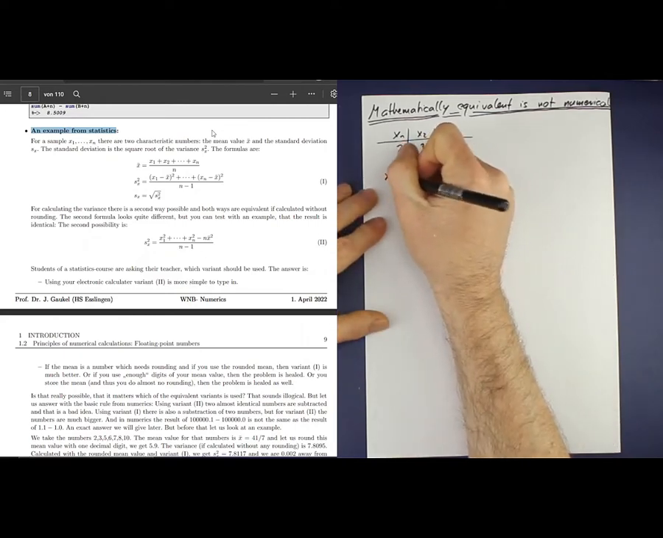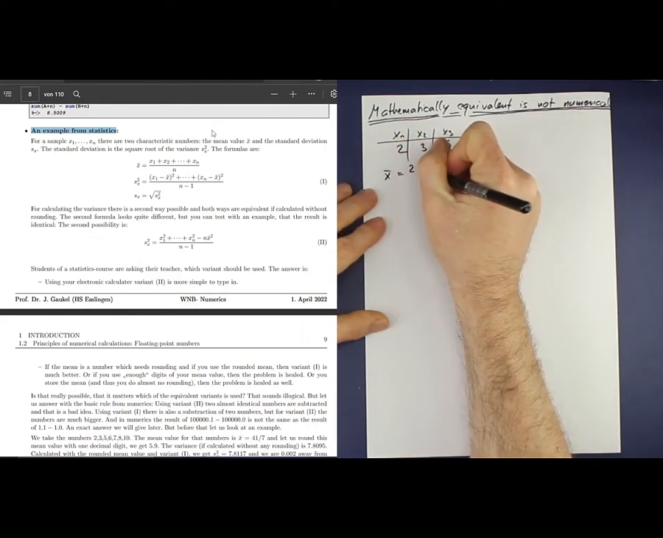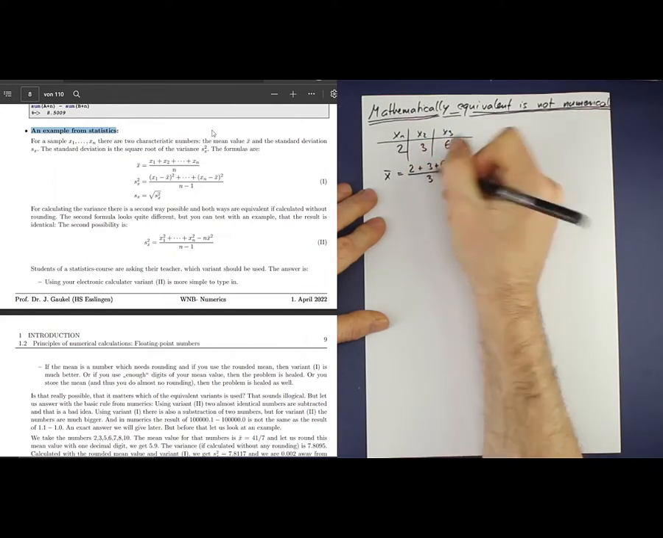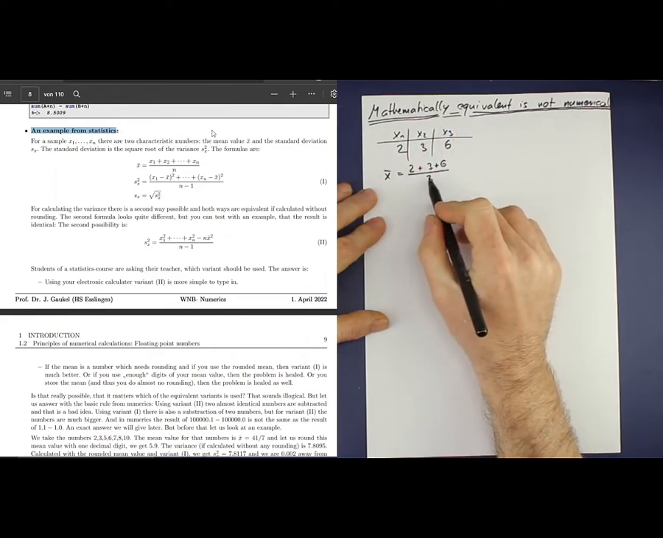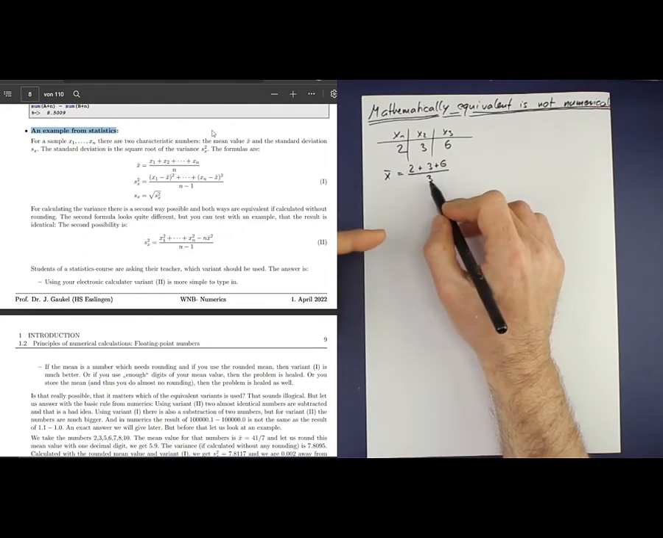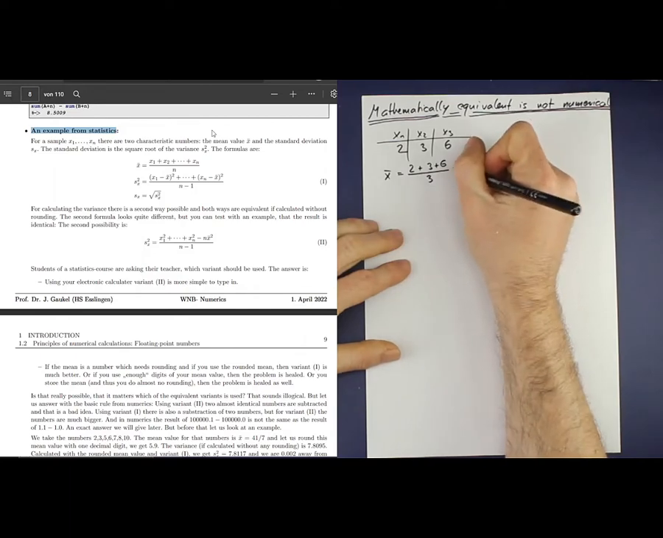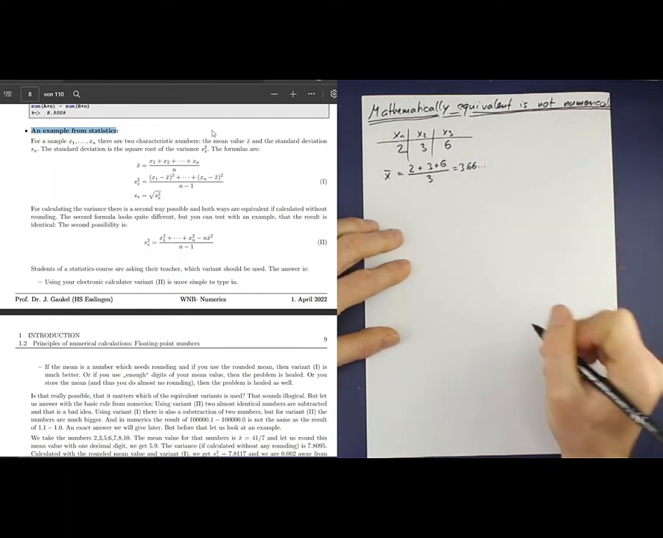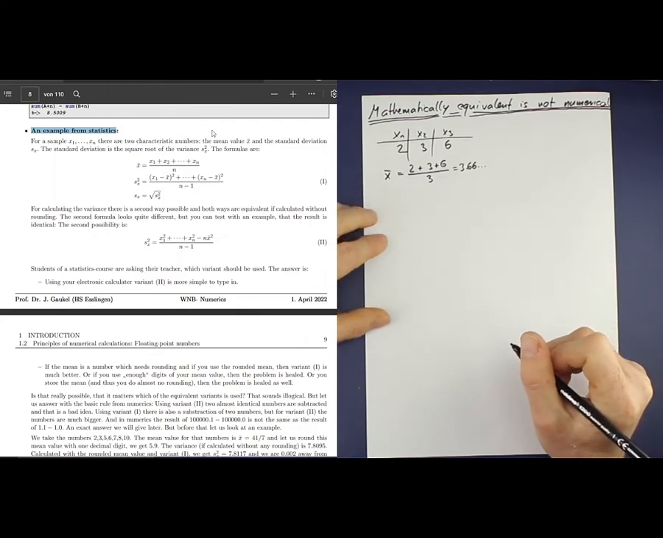What is the mean value? Everybody knows it's the sum divided by the number of elements. In this case, we have 3 elements, so we divide by 3, and so we get 11 divided by 3. What is it? 3.6666 and so on. What is the standard deviation?